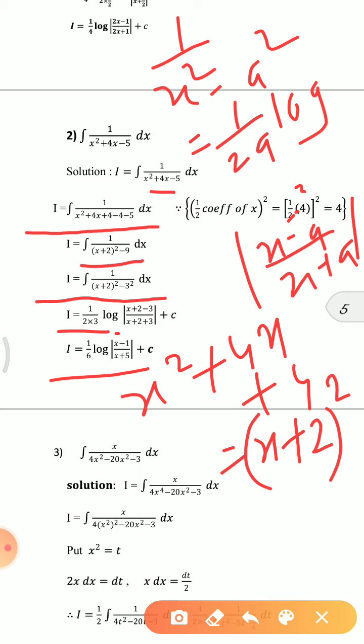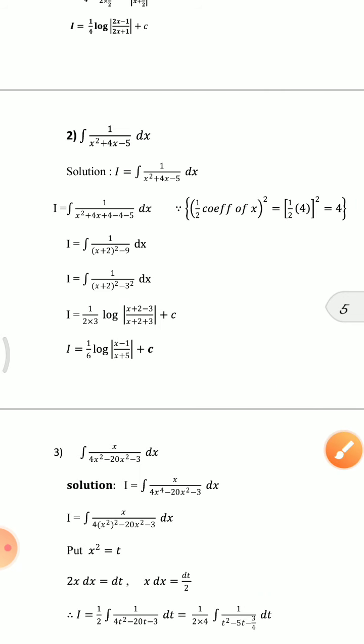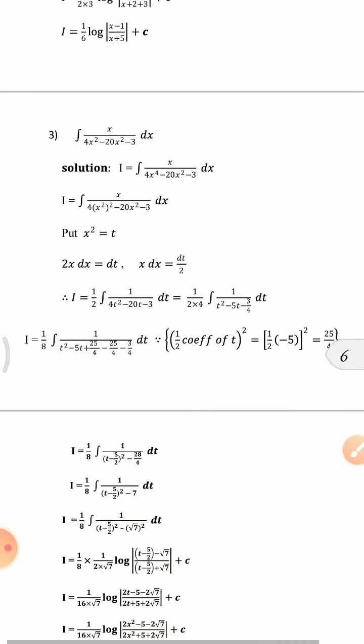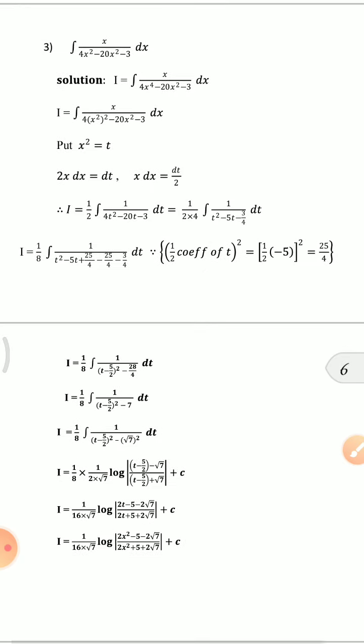That means the integration of 1 upon x square plus 4x minus 5 dx is equal to 1 by 6 log of mod of (x minus 1) upon (x plus 5) plus c. This is how you find question number second. Let's see question number third.